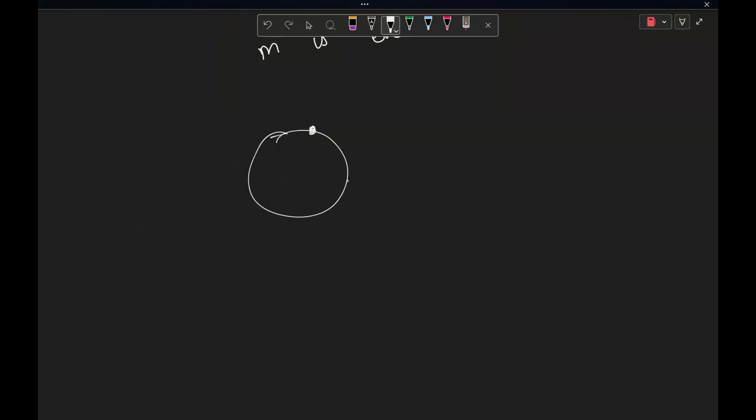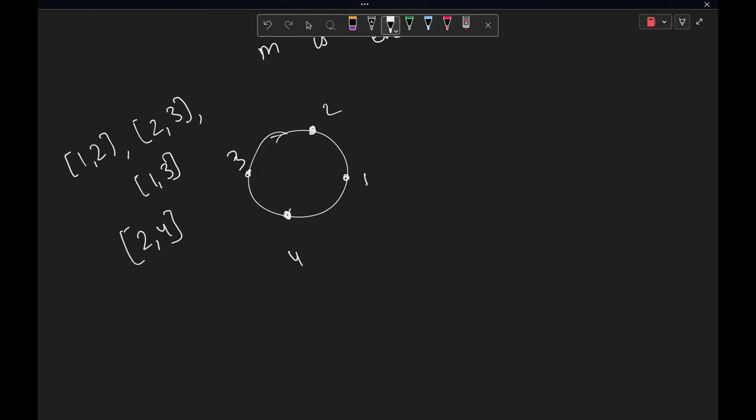Now, let us say that there is a block. Sorry, 1, 2, 3, 4. Let us say there is a flavor from 1 to 2. There is a flavor from 2 to 3. There is a flavor from 1 to 3. There is a flavor from 2 to 4. And that's it. And I want to find out my answer.